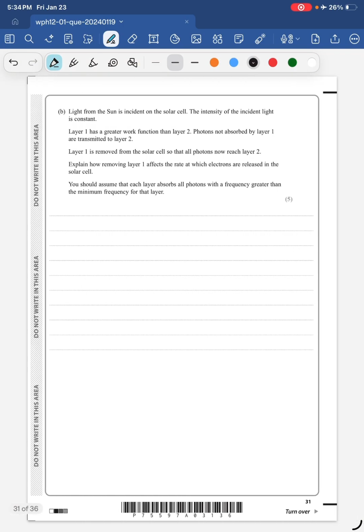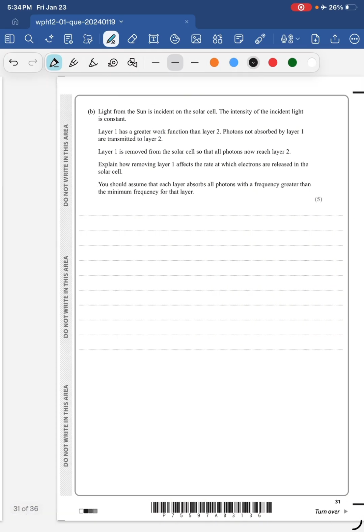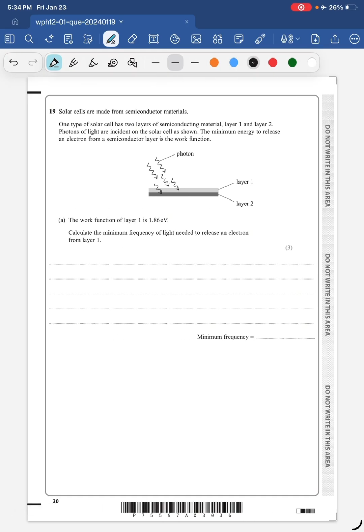And 19, I think, is the last problem. Okay, that's good. Solar cells are made from semiconductor materials. One type of solar cell has two layers of semiconducting material, layer 1 and layer 2. Photons of light are incident on the solar cell as shown. The minimum energy to release an electron from a semiconductor layer is the work function. The work function of layer 1 is 1.86 electron volts. Calculate the minimum frequency of light needed to release an electron from layer 1.